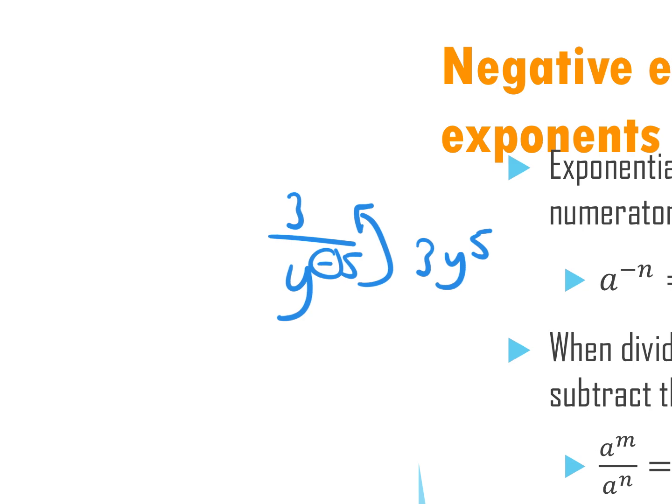So the denominator will always be 1 after you do this? Yeah, if you want to maintain the fraction. It's going to be over 1, but you don't need to write over 1. It's going to simplify to 3y to the 5th.